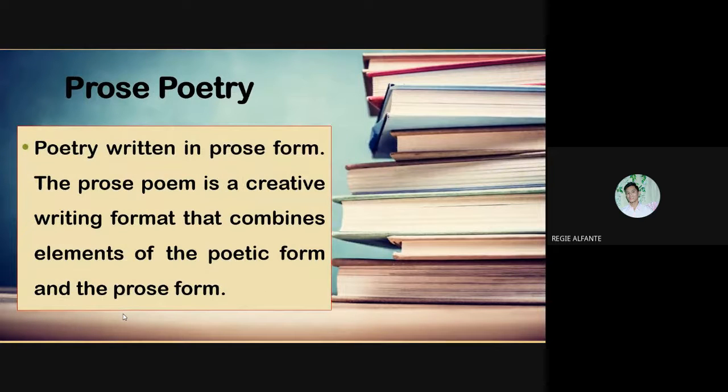And then we're going to proceed to prose poetry. Poetry written in prose form. The prose poem is a creative writing format that combines elements of the poetic form and the prose form.